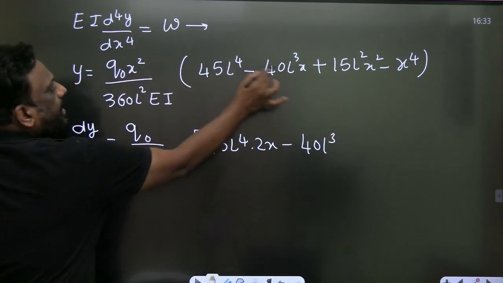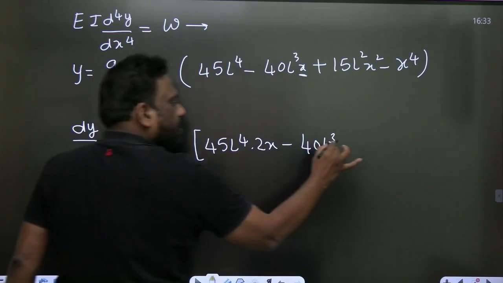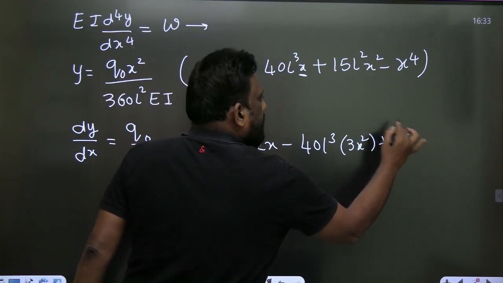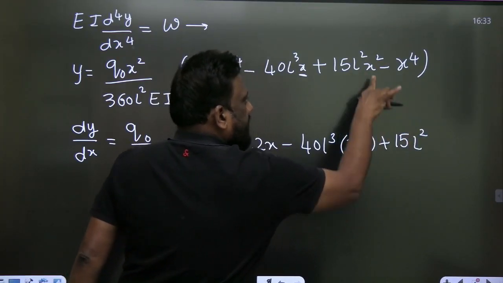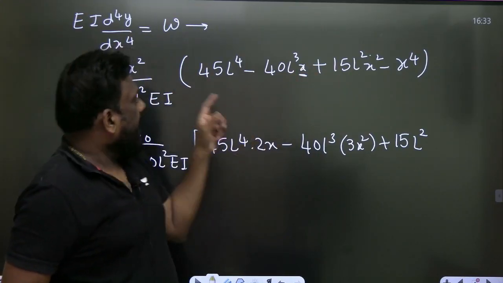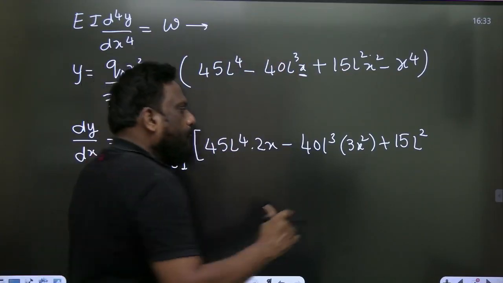You take x square inside. Already there is x, and x into x square is x cube. Differentiation of x cube is 3x square plus 15 L square. L is constant. X square into x square is x power 4. Differentiate. What is the differentiation of x power 4? 4x cube.